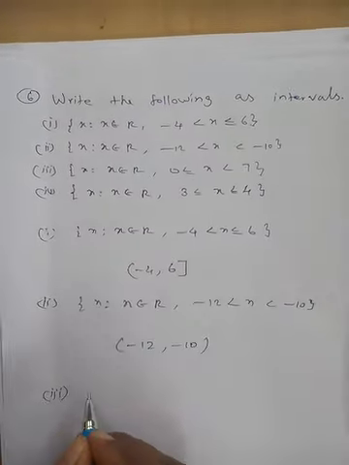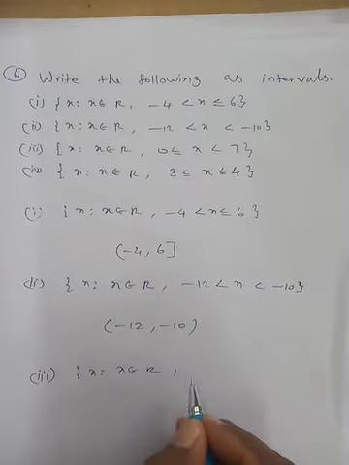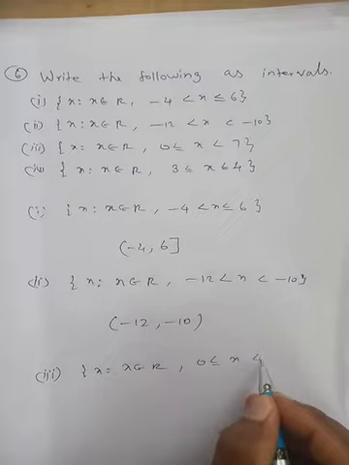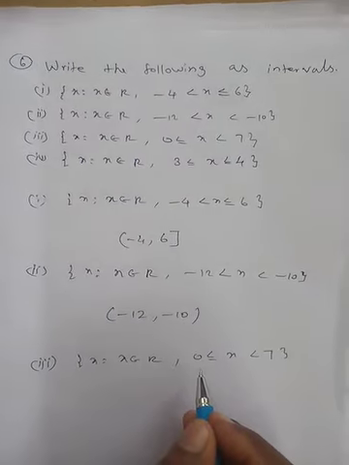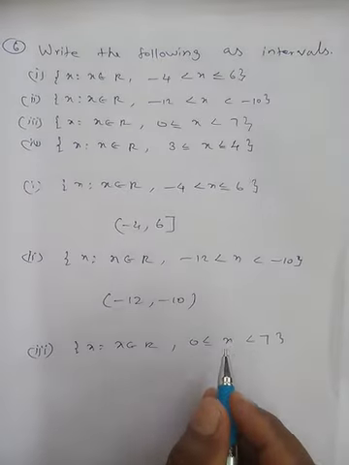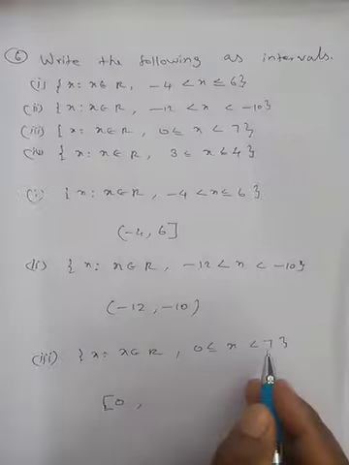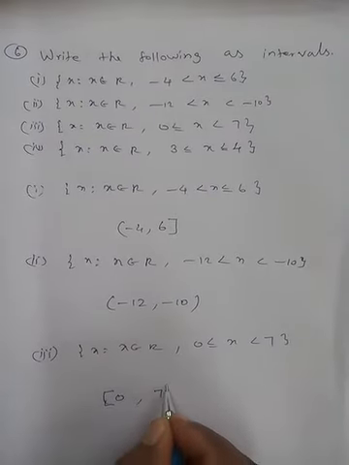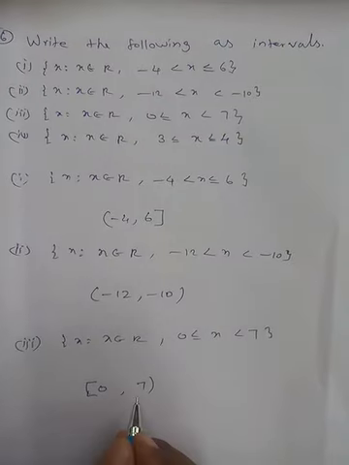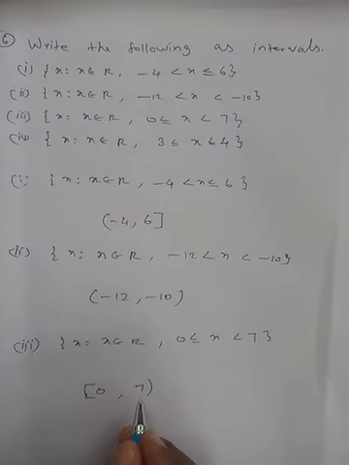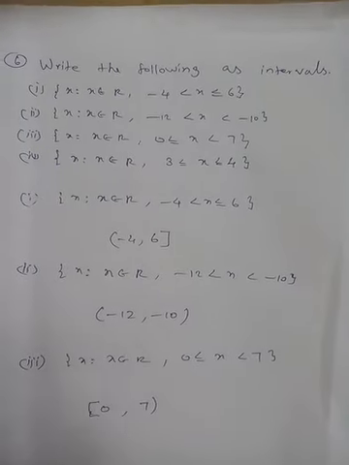Third one: x such that x belongs to R, 0 less than or equal to x strictly less than 7. Here less than or equal to applies to 0 less than or equal to x, so it is closed at 0. Strictly less than 7 is open at 7. So the interval 0 comma 7 includes 0 and excludes 7.